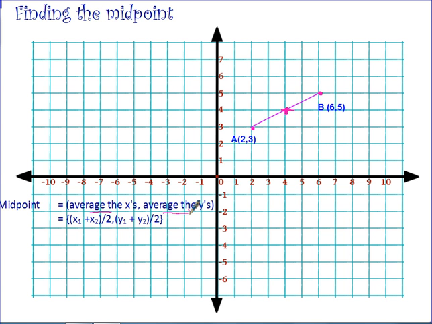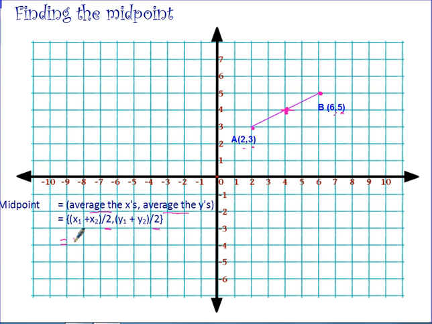If you can remember how to do an average, all we do is we add the two x's, so 2 plus 6, and then we divide by the number of things we've added together. So in this case, we've added 2 things together, so we divide by 2. Same for the y's, we add the 2 y's together and divide by the number of things we've added together, which is 2. So let's have a go for this example.